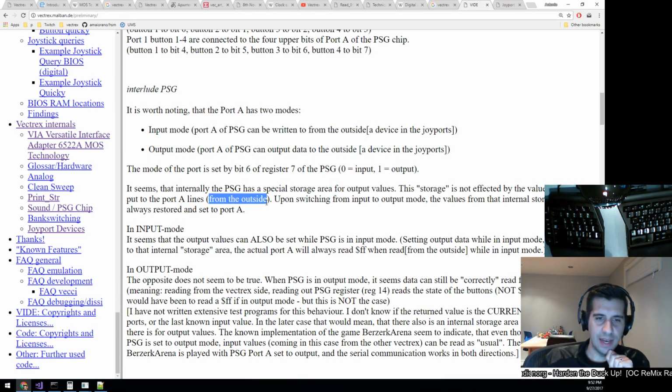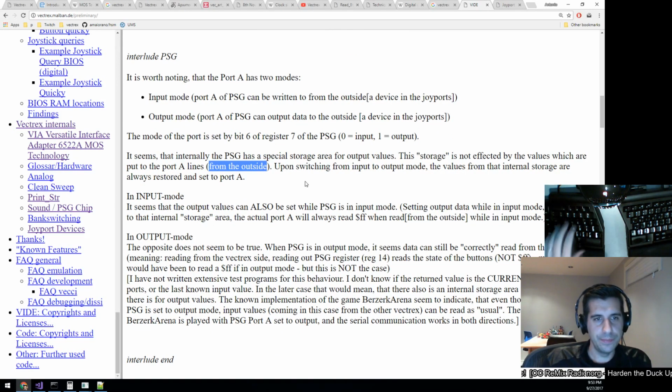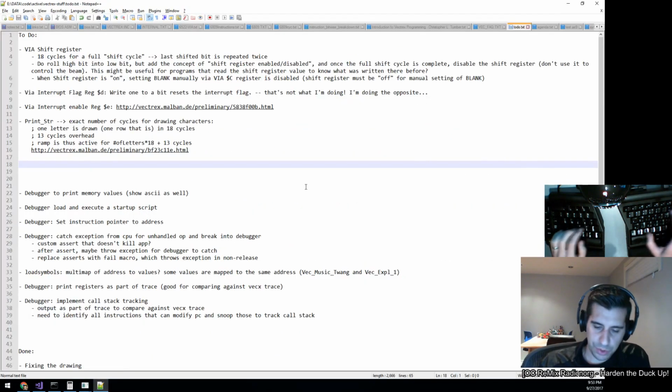Okay, so what it's saying is that when we're in input mode and we write to this port A, it doesn't touch the value that it uses for output mode. So what I'm reading there is some devices that connect into the Vectrex will write values into the storage, and in output mode, those values are what we read when we read this port A. But when we switch into input mode, like we want to write to the PSG, that storage remains intact. Probably not super important for us right now, but I will do this though.